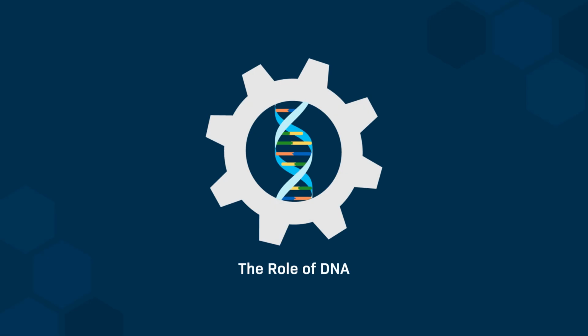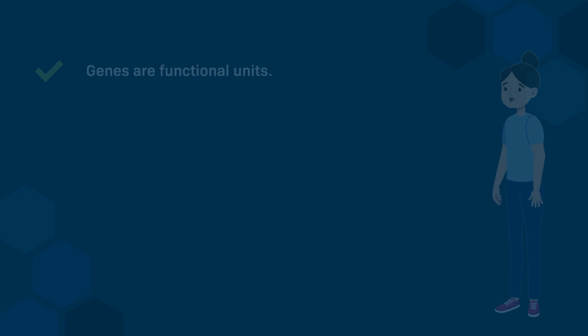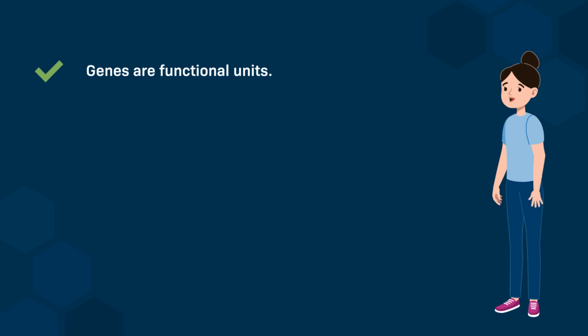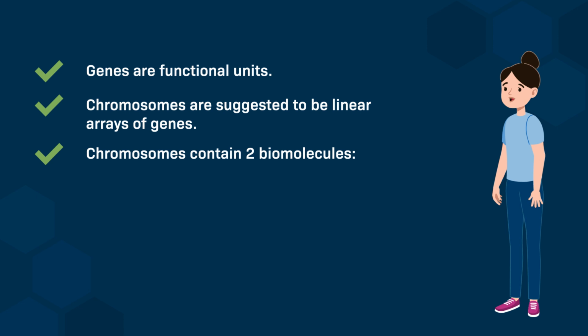In this video, we'll explore the role of DNA as the carrier of genetic information. What do we know so far? Genes function as units, and genetic experiments suggest that chromosomes are linear arrays of genes. Additionally, chromosomes contain two types of biomolecules, proteins and DNA.